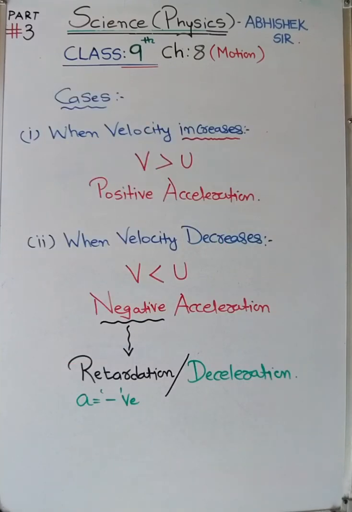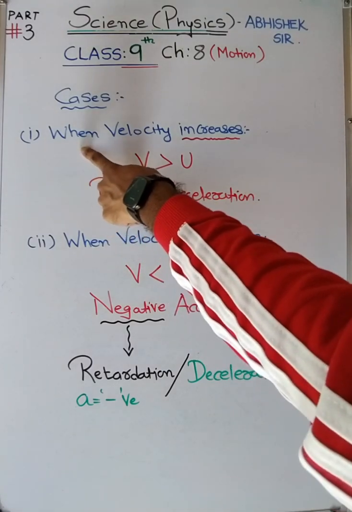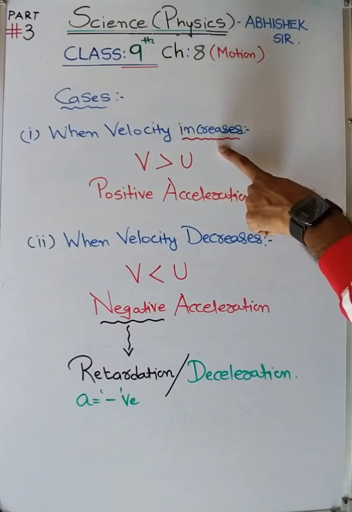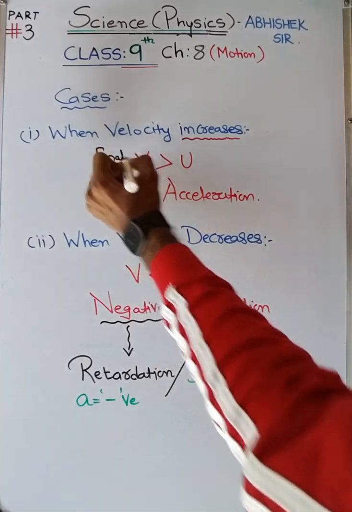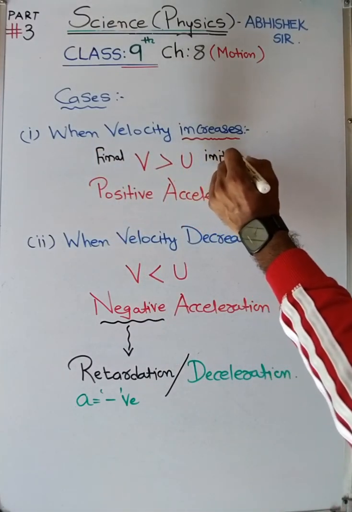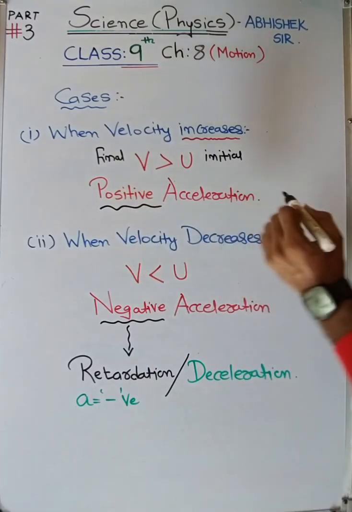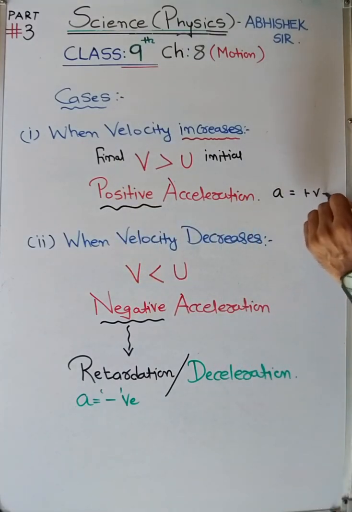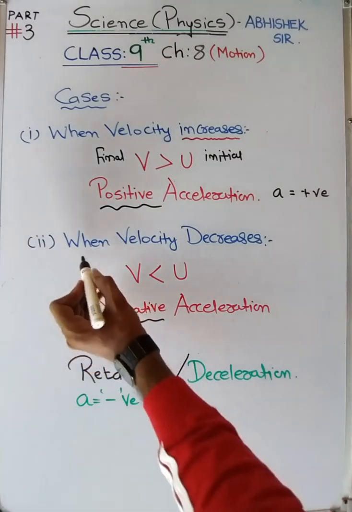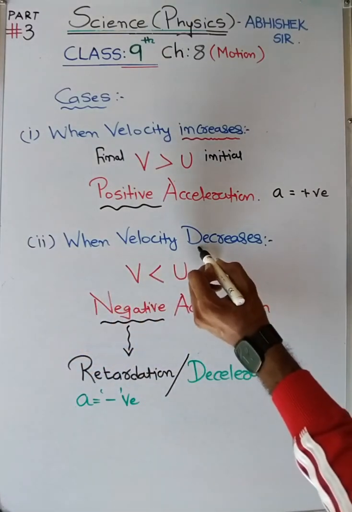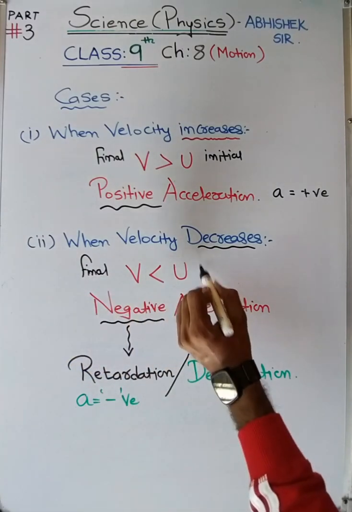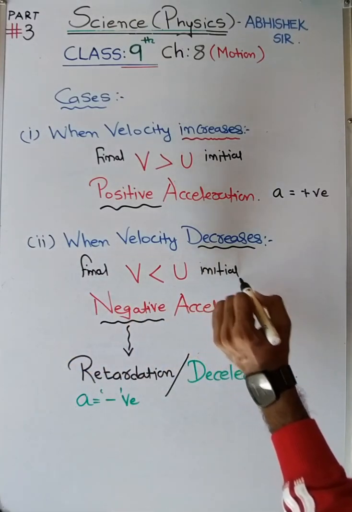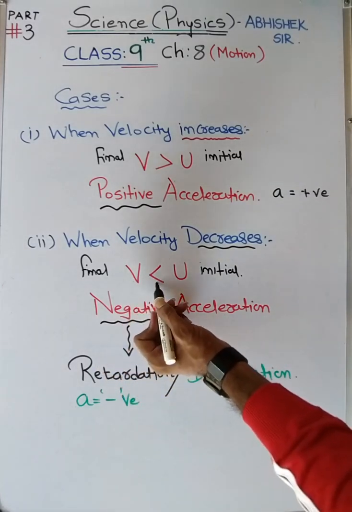Now there are two cases that we can say. First case is very normal, when velocity increases, right? That means the final velocity is greater than the initial. In that case it is said to be positive acceleration, acceleration will be positive. Clear? Now the second case is when velocity decreases. In that case the final velocity will be less than the initial velocity. So v is less than u.